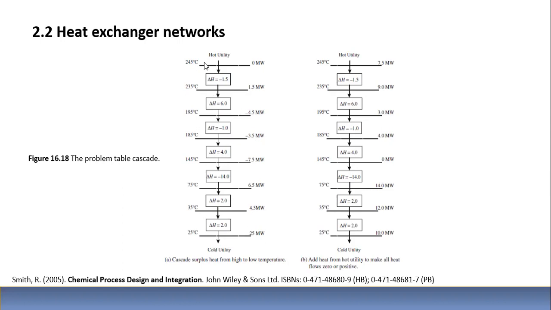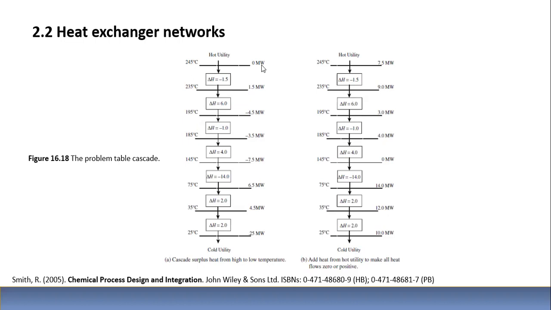These two tables look almost exactly the same, except that on the table on the left, you actually have an input of hot utility. You have a withdrawal of cold utility. You see the same on the right, but you start at the very top. You start with 0 megawatts. On the cascade table on the left, you start with 0 megawatts.